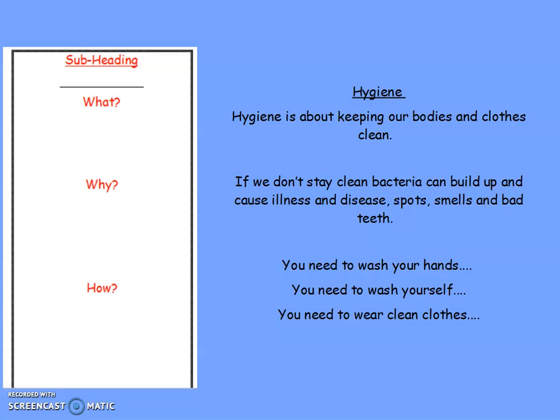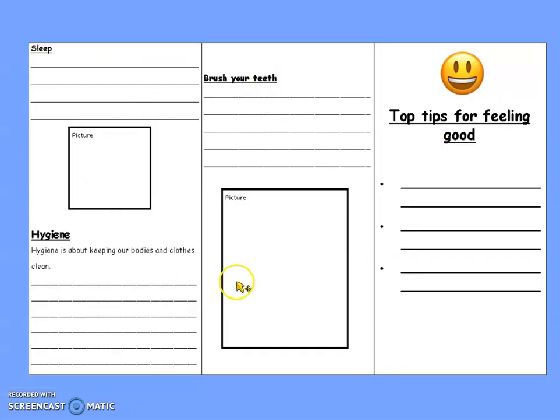Or you might choose to tell people how they need to wear clean clothes. What recommendation could you give? You need to wear clean underwear every day. Or you need to wash your clothes when they are dirty. Remember to use these subheadings and what, why and how questions to make sure that you've got lots of information on your leaflet.